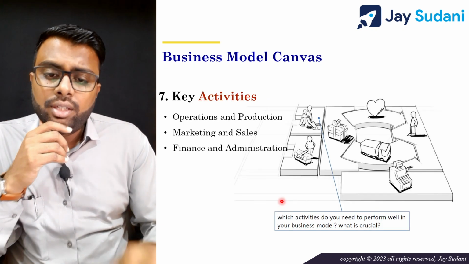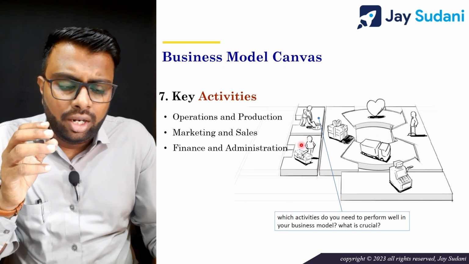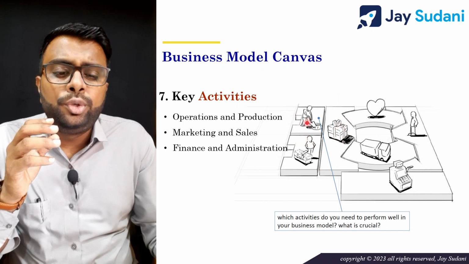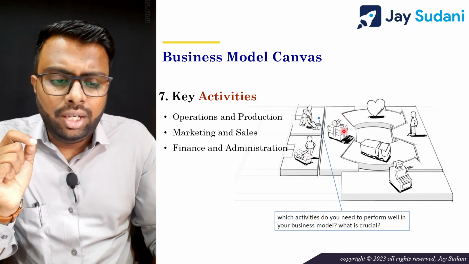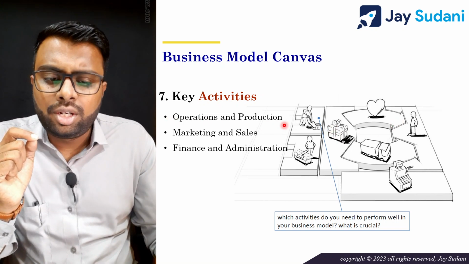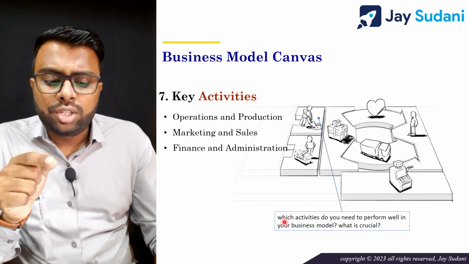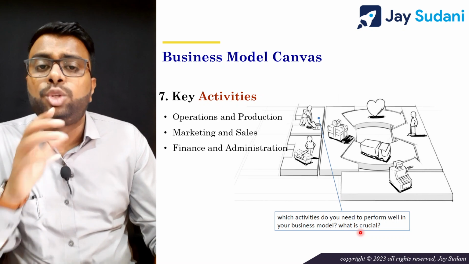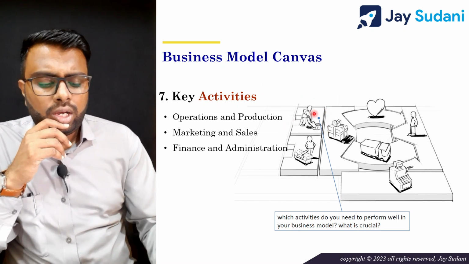Then the 7th block is key activities, which is over here. Once you have your resources in hand, and your plans to develop the value proposition, activities will indicate what you need to do in order to use your resources, develop the value proposition for the customer, and deliver it to the customer. So your operations and production come into the picture, your marketing and sales, your finance and administration. You ask yourself which activities you need to perform well in your business model, and you identify all those important activities which are crucial in your model.